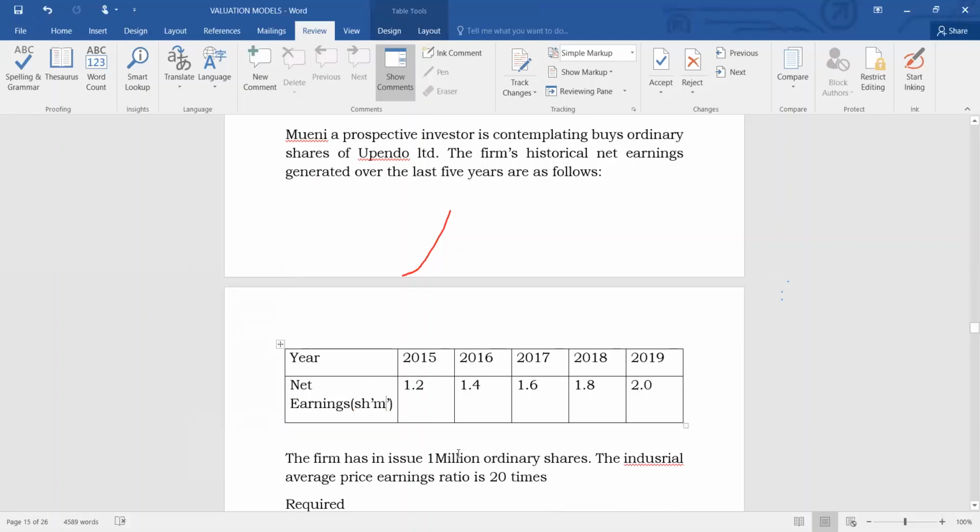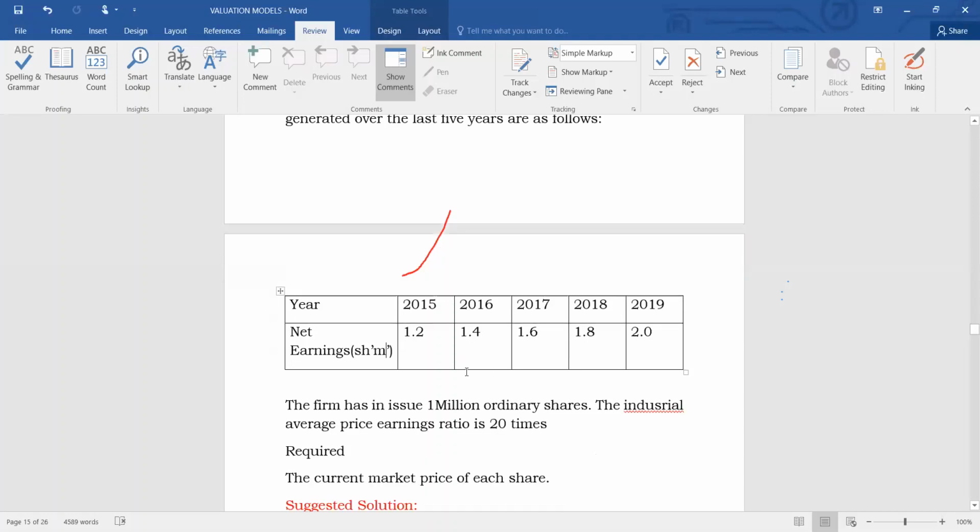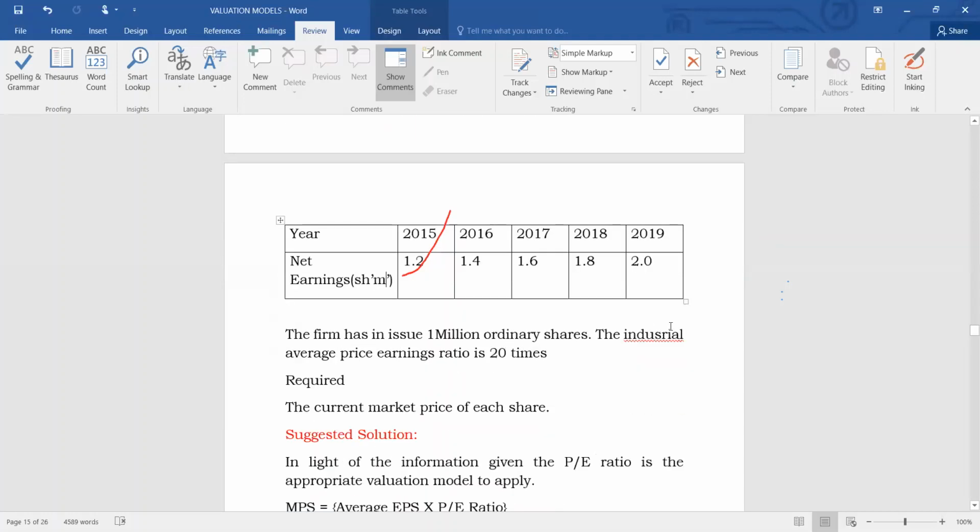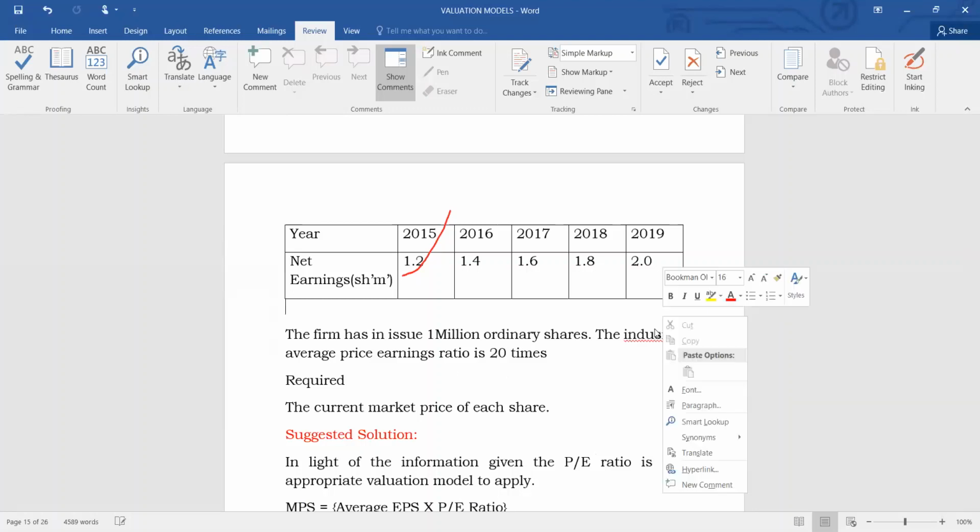So these are in millions. The years 2015, 2016, 2017, 2018, 2019: the firm's net earnings. The firm has in issue 1 million ordinary shares. The industrial average price earning ratio is 20 times.